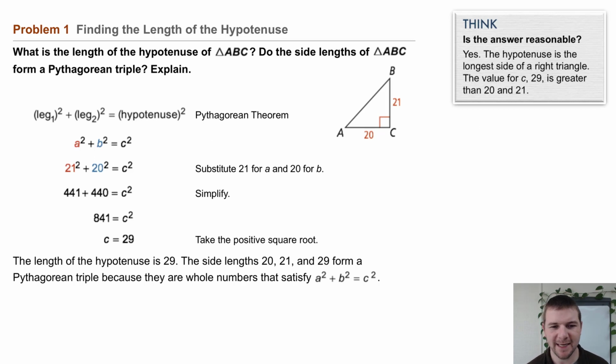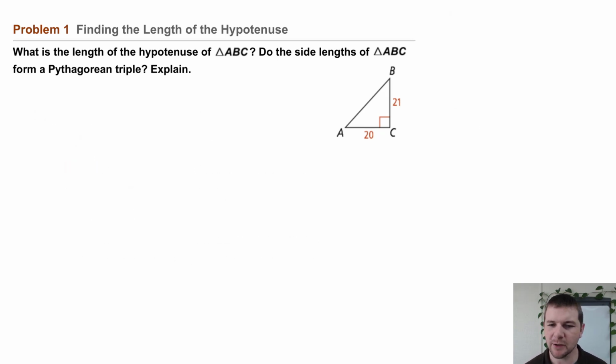Problem 1. Finding the length of the hypotenuse. What is the length of the hypotenuse of triangle ABC? Do the side lengths of triangle ABC form a Pythagorean triple? Explain. Well, we know the Pythagorean theorem, which states that the sum of the squares of the lengths of the legs of a right triangle will equal the square of the length of the hypotenuse of that right triangle.